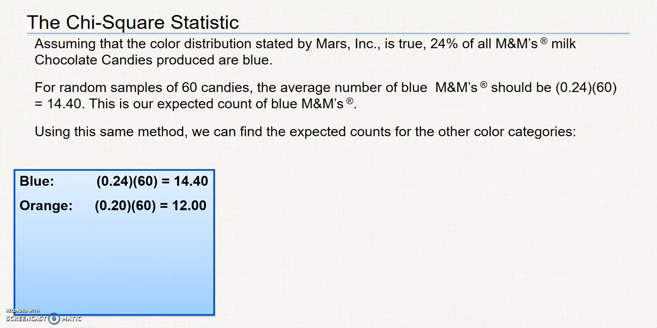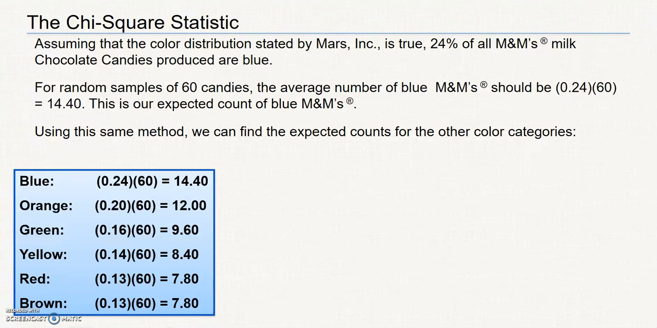Orange, the claim is that 20% are orange, so 0.2 times 60. The claim for green is 16%, so 0.16 times 60. Go ahead and pause and figure out the expected counts for the other three colors. Okay, you should have gotten 8.4 for yellow, 7.8 for red, and 7.8 for brown. That makes sense because red and brown had the same proportion.